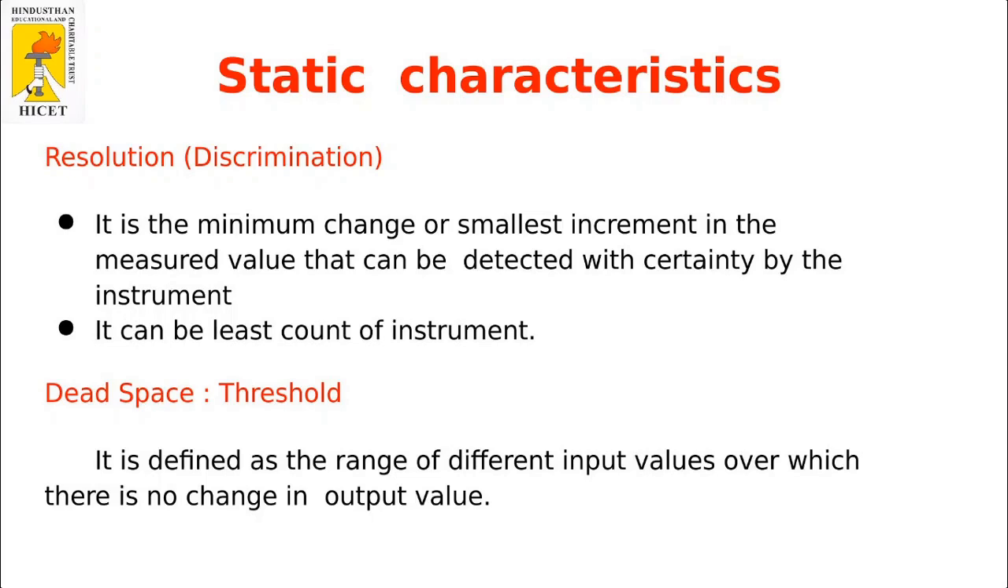Next, static characteristics. Resolution or discrimination. It is the minimum change or smallest increment in the measured value that can be detected with certainty by the instrument. It can be the least count of the instrument. Next, static characteristics. Dead space or threshold. It is defined as the range of different input values over which there is no change in output value.